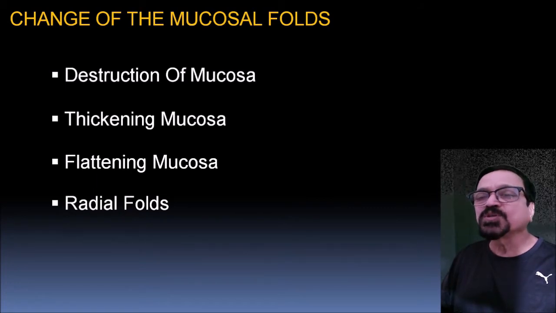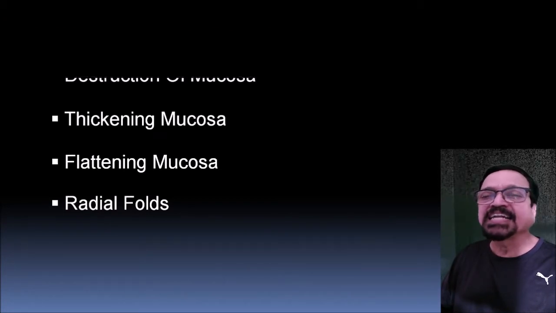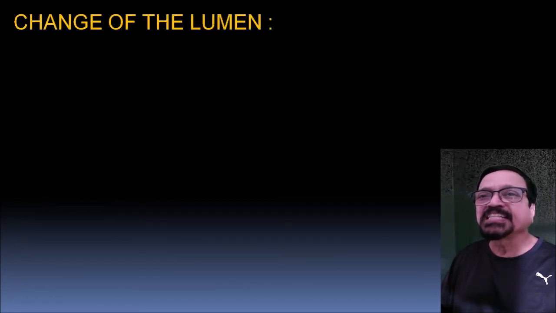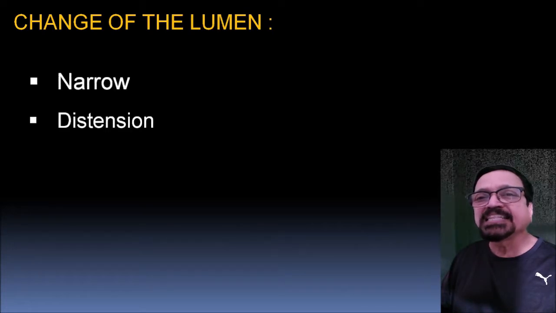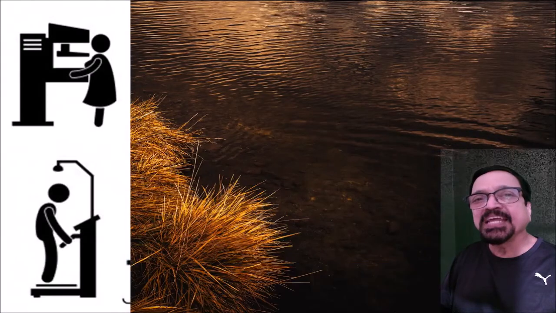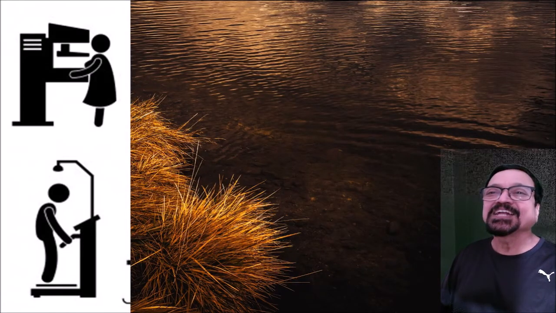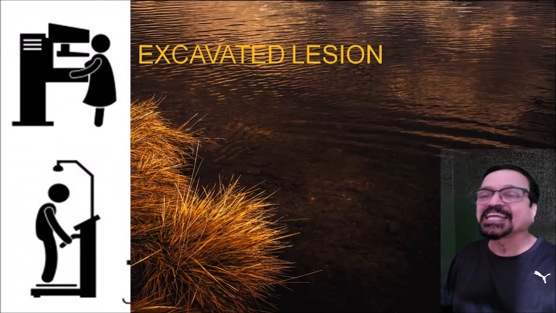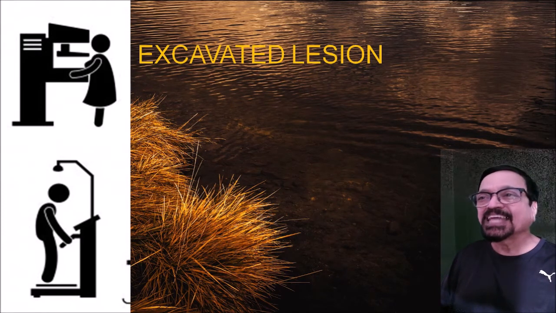Now changes of the mucosal folds will be destruction of the mucosa, thickening of the mucosa, flattening of the mucosa and radiating folds. These will be the changes. Now changes of the lumen will be narrowing, distension, or loss of distension, that is the contraction. So these are the changes that can happen with the lumen. Then excavated lesions.